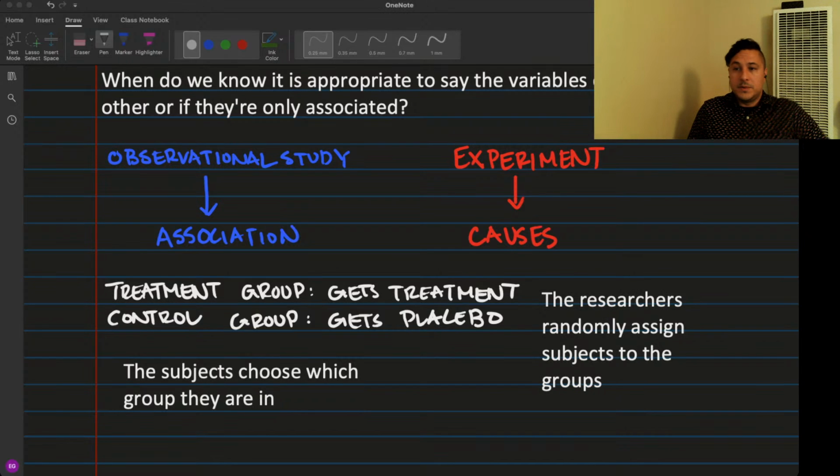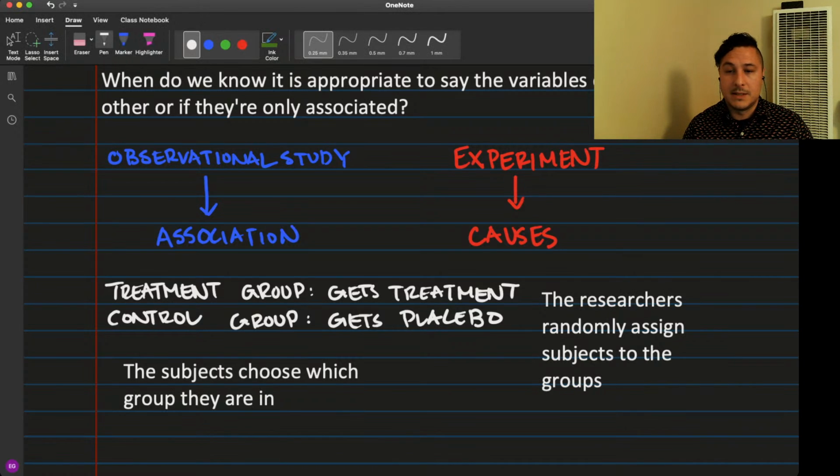Okay, so it comes down to how people were placed into the different groups. If somehow the subjects had any control over it, and this will be sort of interesting, we'll talk about how that works out, you can only talk about association. But if the people are randomly placed into the groups by the researchers, or just in general, randomly placed no matter how it happens, then you can talk about an experiment, you can talk about causation. So let me give you some examples of this.